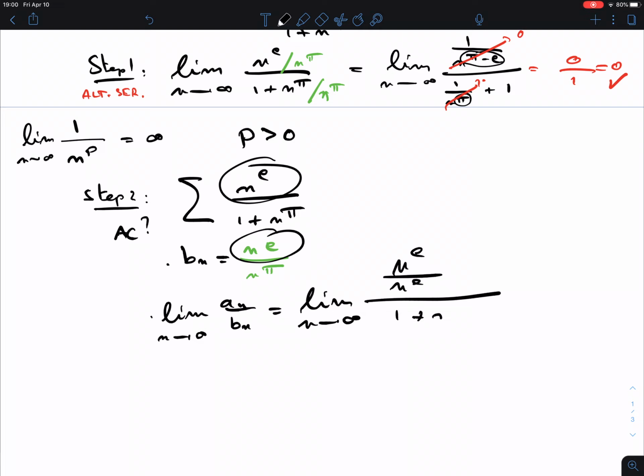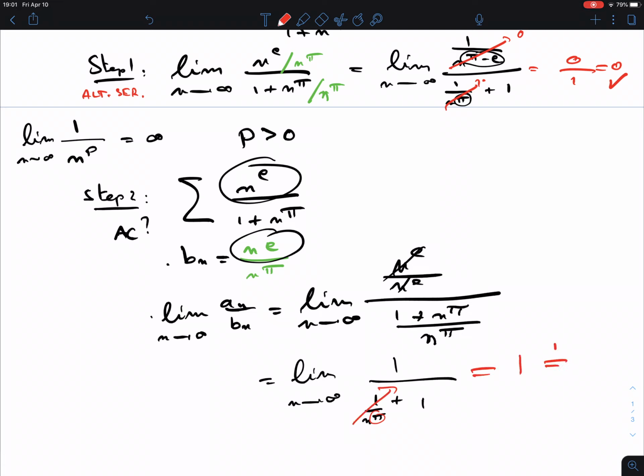In the bottom we get something a little bit more calculation. Okay, so this cancels already, we said, and so what we get is a 1 on top, and then I have a 1 plus 1 over n to the pi plus 1. Okay, and as before, since this is a positive power of n, this goes to 0, we plug in infinity, so the whole thing is 1, and what matters is it's not 0 or infinity. That's not the end of the story.